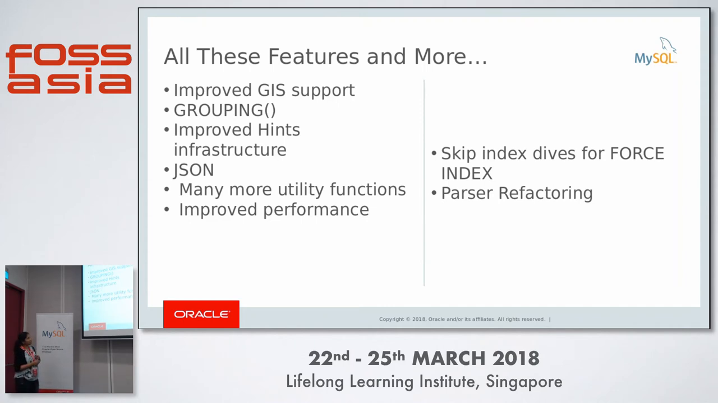And then there's JSON improvements. It's not only the functions that I mentioned that are added in 8.0. There are plenty of others as well. Utility functions like JSON pretty print and storage size and so on and so forth. And then we have also improved performance because we now have a way to detect whether a JSON can be partially updated or not. So that's another performance improvement that we have done.